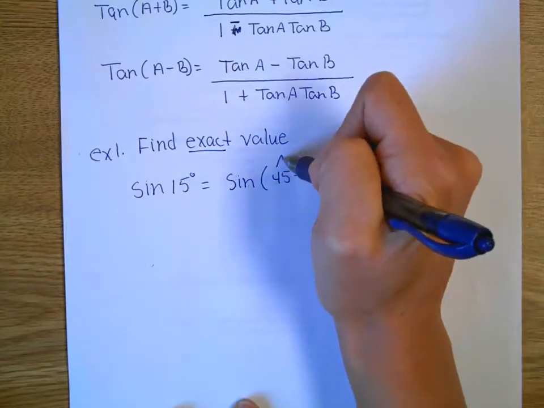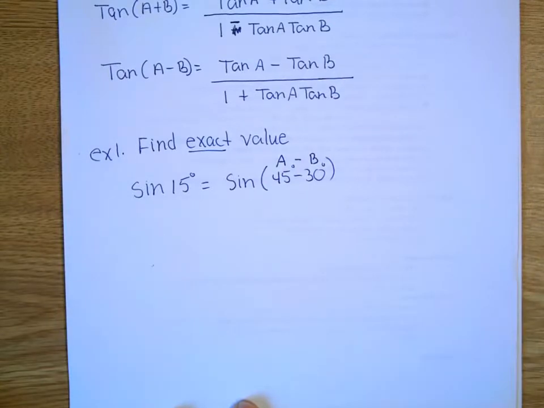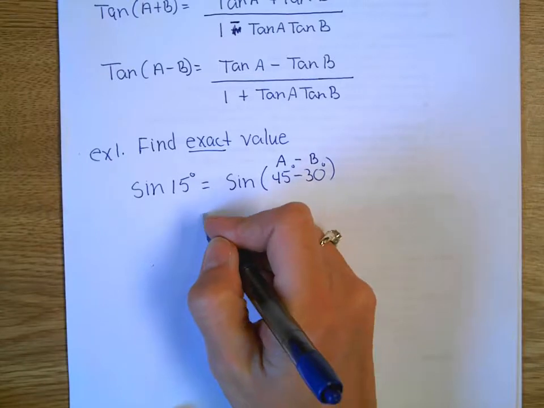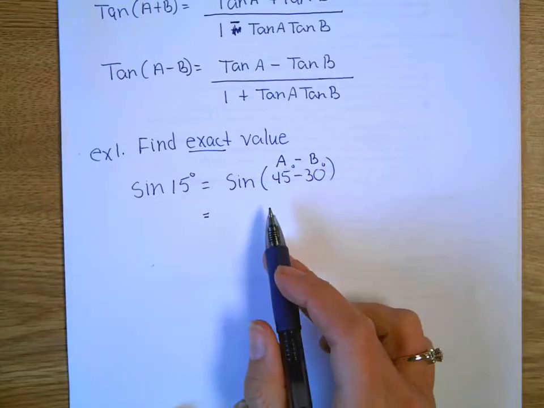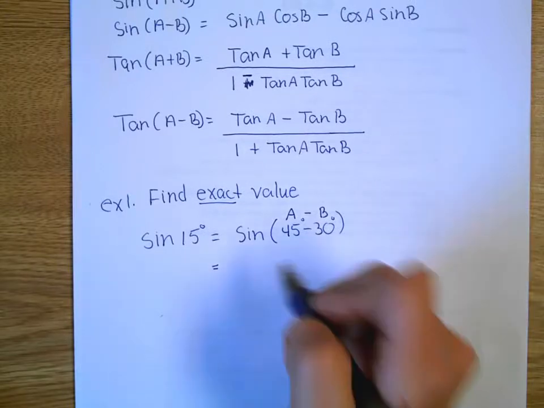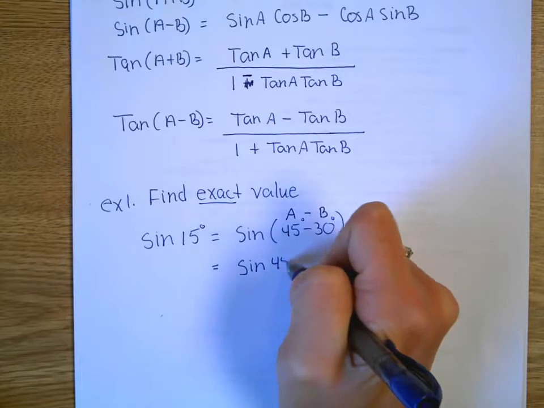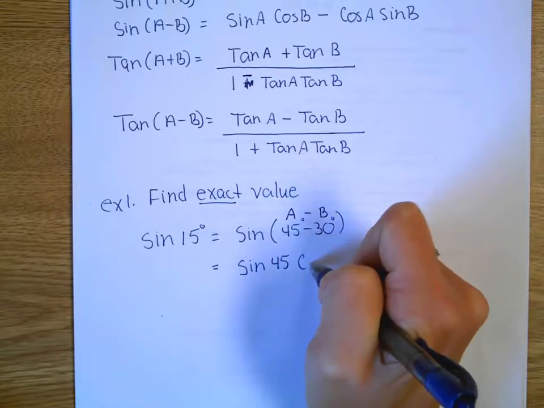So see this as the sine of A minus B. And now let's expand it with the identity. What does the sine of A minus B identity expand into? Sine A times cosine B. So it's the sine of 45 multiplied by the cosine of 30.